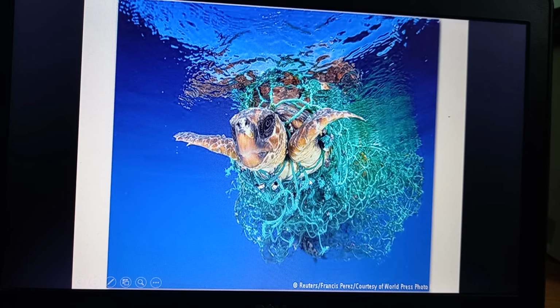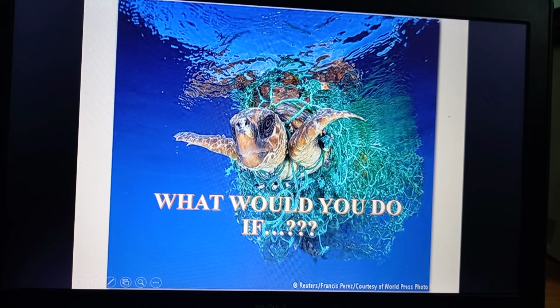Why is it so? I think the ocean here is polluted. I think it's very polluted. And it causes problems to the turtle. And now I want you to think over the idea. What would you do if you see this situation?